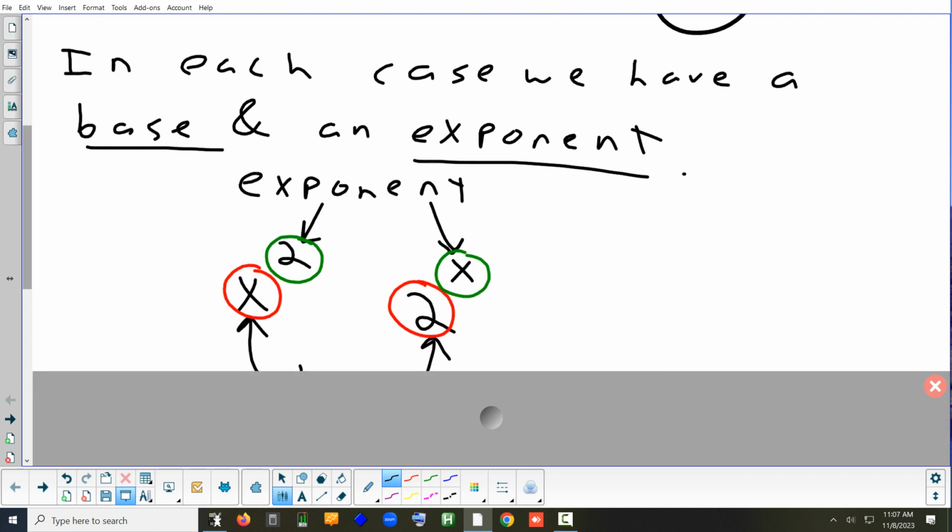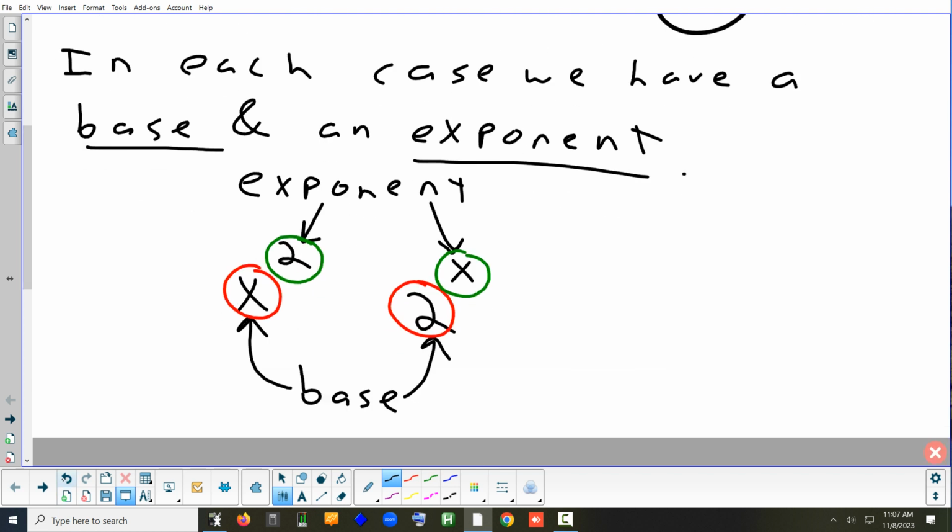So the exponent is always the number that's up higher. The base is always what's below. Now the big difference between these is one of them is a polynomial, specifically a quadratic. The other one is an exponential expression. One on the left is a polynomial that's a quadratic. The one on the right, that is an exponential.